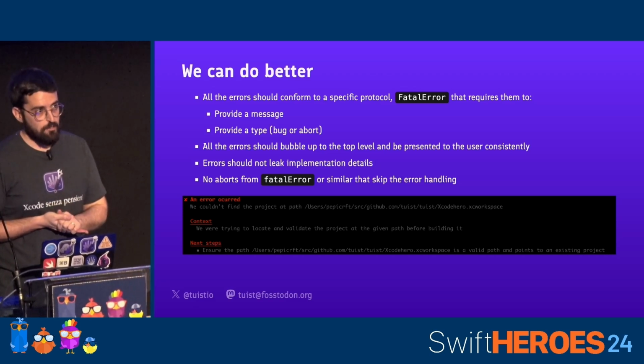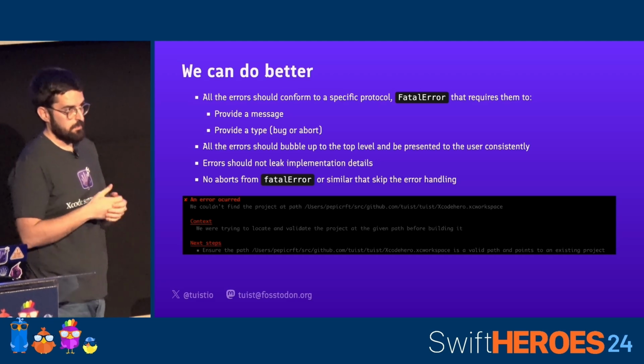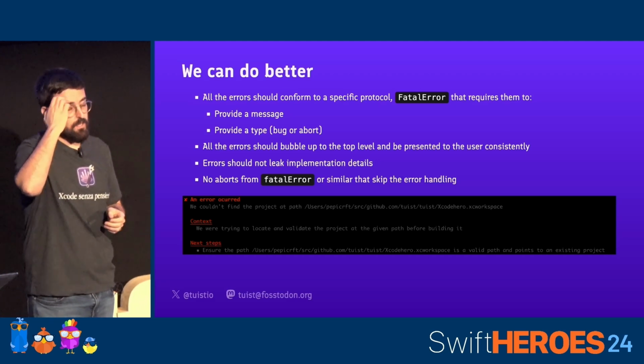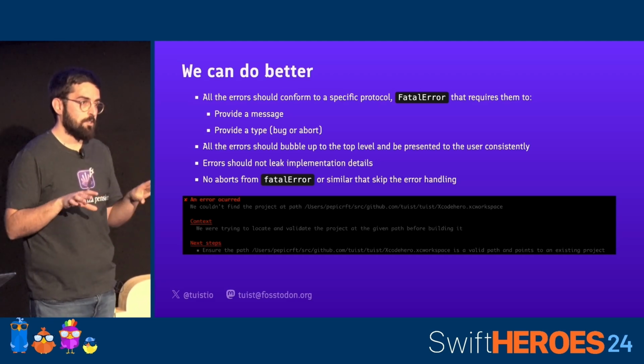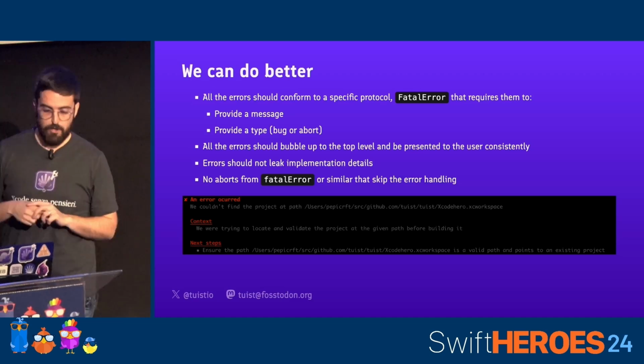We basically told everyone that they should not be using fatal errors. So if something is unexpected, you just throw. And then we have an error handling logic that makes sure that whenever those errors are presented to the users, they are very consistent.